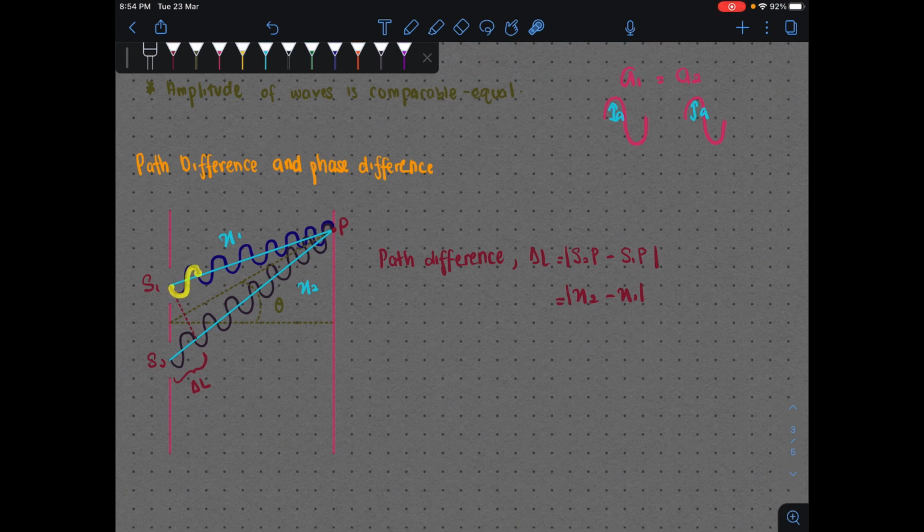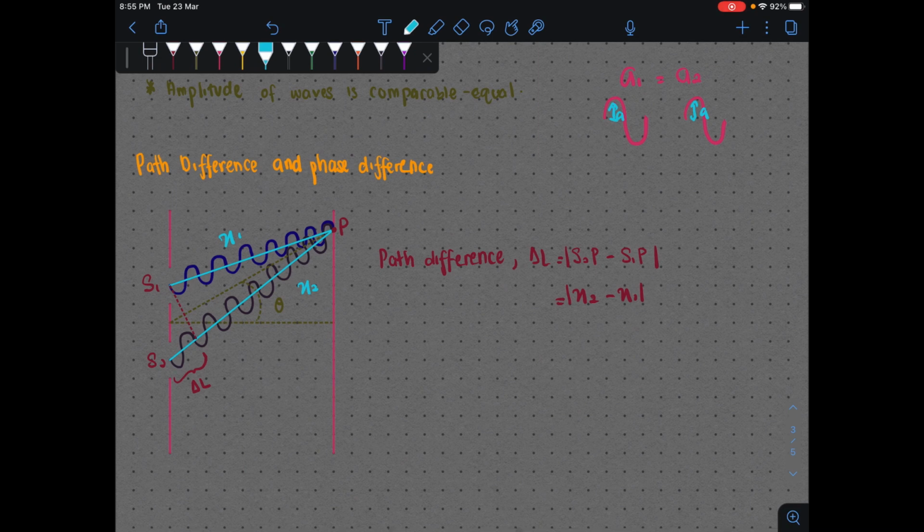source 1 here, the wave is travelling 1 wavelength, 2 wavelength, 3 wavelength, 4 wavelength, 5 wavelength, 6 wavelength, 7 wavelength. So it takes 7 wavelengths to reach point P. And from S2 you have 1 wavelength, 2, 3, 4, 5, 6, 7 and 8 wavelengths. Whereas just now it was 7, now it is 8. So the phase difference between them is 1 wavelength.